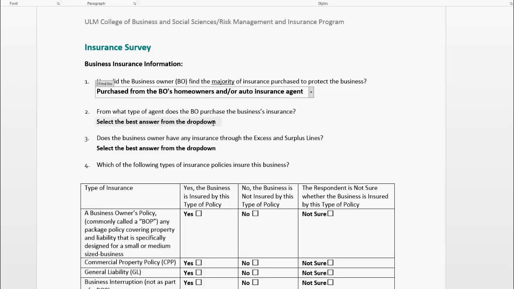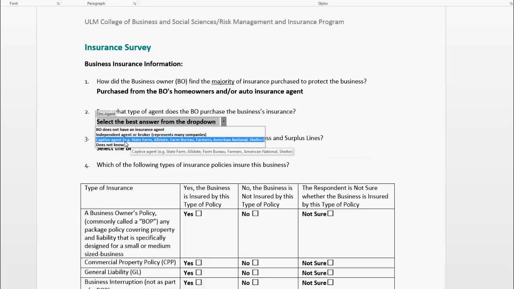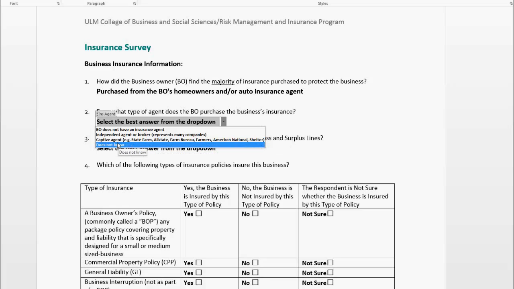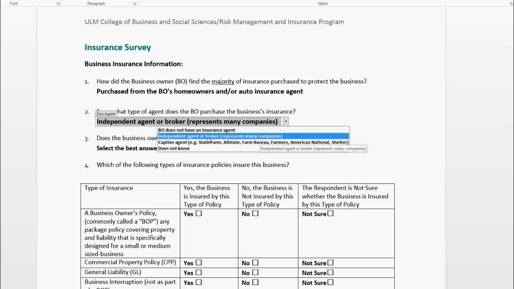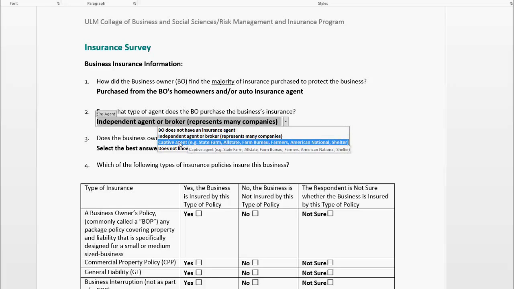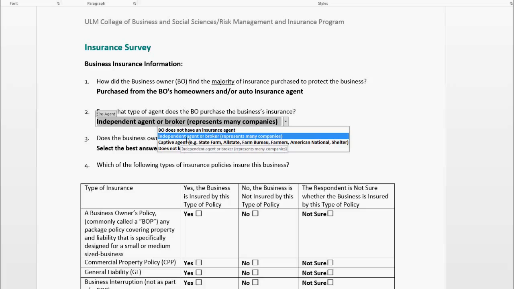From what type of agent does the business owner purchase the insurance? You might have to lead them a little on this. If they purchase the insurance from State Farm, Allstate, Farm Bureau, Farmers, American National, Shelter, or any other captive insurance company, and I put a lot of them there. Nationwide also uses the captive agency system. They don't operate in Louisiana, but they do in other states. But if they purchased it from an independent agent, that's Travelers, Hartford, Liberty Mutual. Those are the ones, and a lot of companies you've never heard of probably, that the independent agent represents.